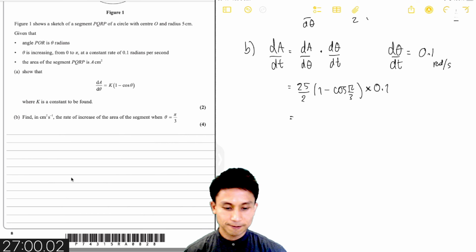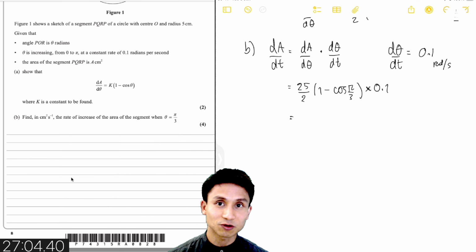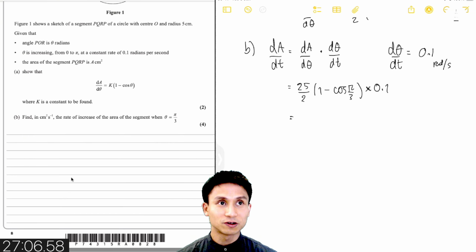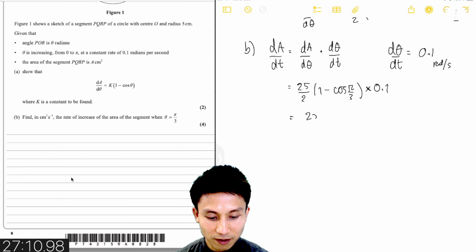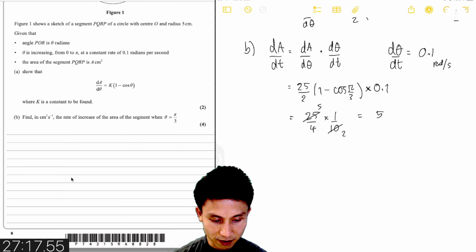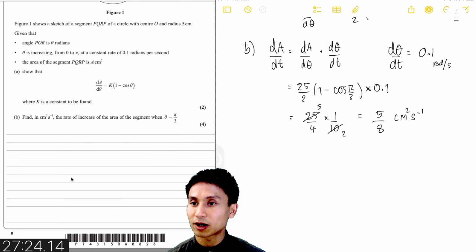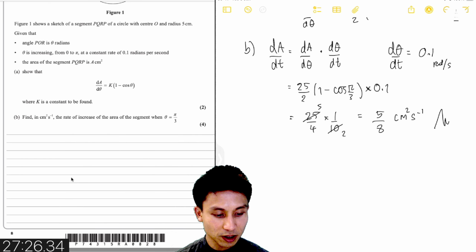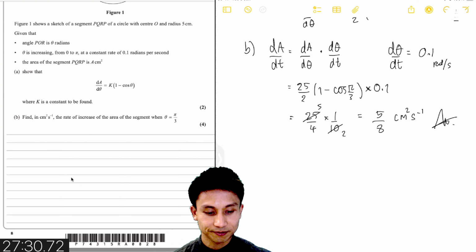Okay, so cos pi/3 is cos 60. Cos 60 is 1/2. 1 minus 1/2 is 1/2. So that would be 25/4 times 1/10. 5 cancel that is 2, 5 cancel that is 5. So this is 5/8 cm squared per second. Just gotta write the unit down just in case. So that would be the answer. Okay, so that's done, guys, I think.